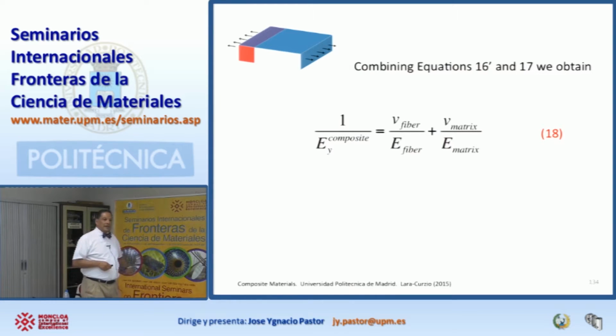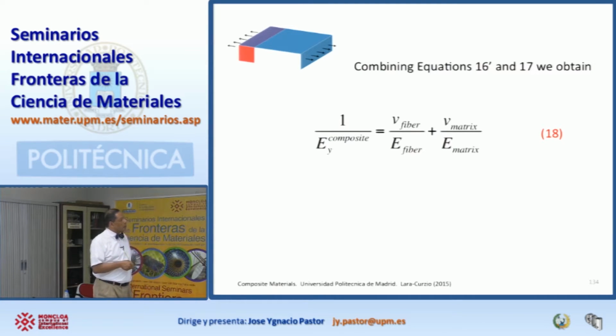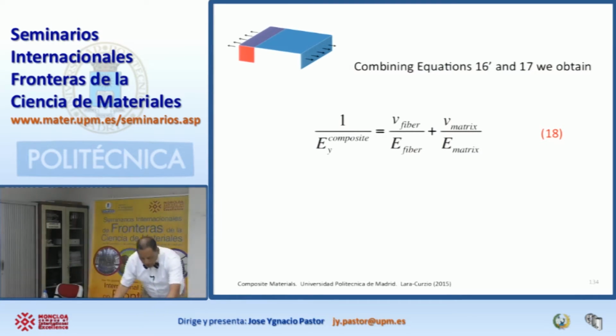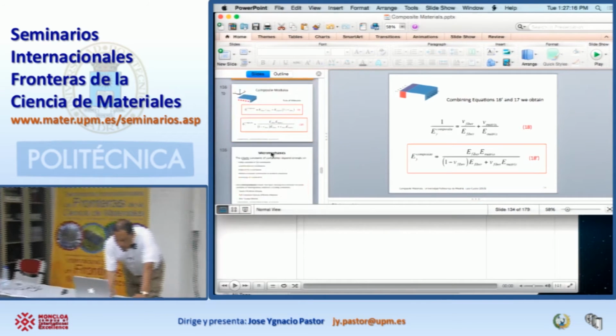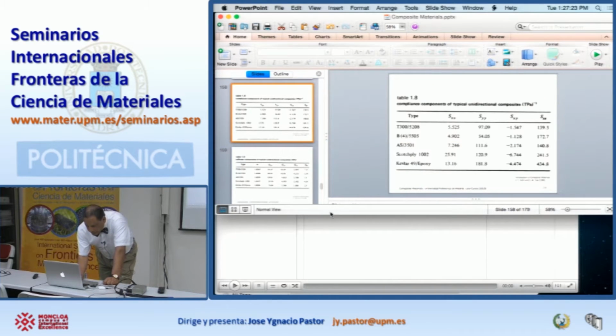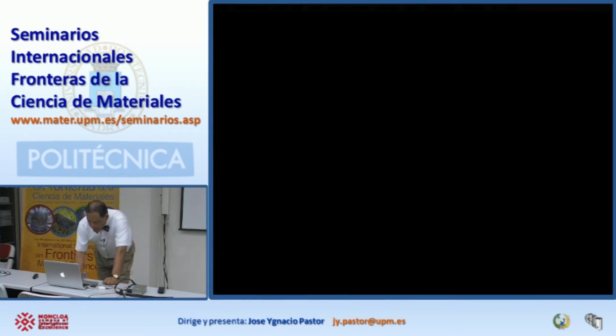So when you look at the table that I show you, EX and EY for the composite, this is how they get calculated. If you know the properties of the fiber, and you know the properties of the matrix, and you know the volume fraction of the fibers and the matrix, you can calculate the properties of the composite. So those tables that I show you, with the properties of the composite, that's where they come from.